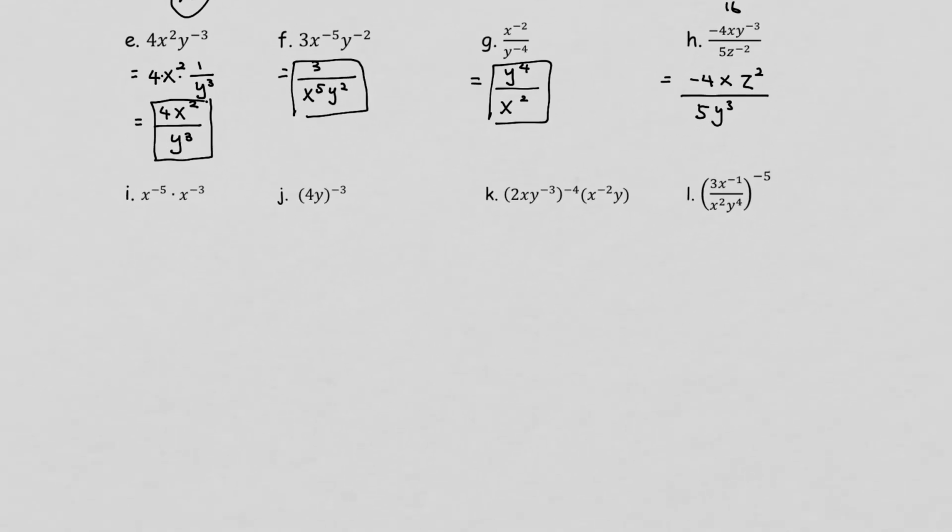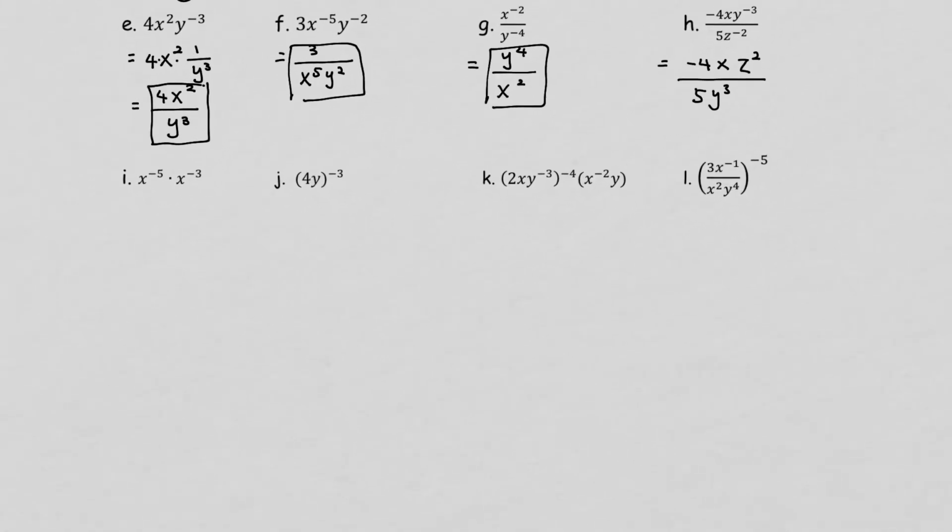Let's look at another one. So this one right here, because of the like base, you will combine this using the other law of exponents. It means you can add them, right? That gives you x to the negative 8 exponent. Get rid of the negative exponent, it becomes 1 over x to the 8th.